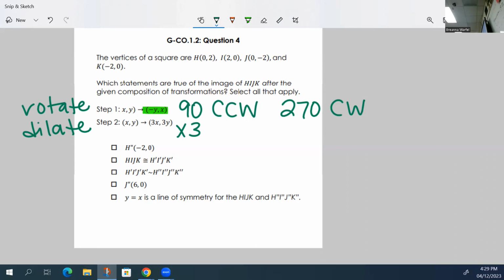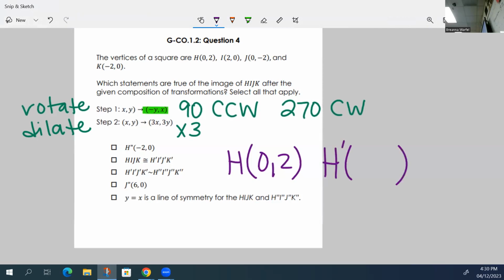Okay, so if we go look at H, so H is 0, 2. If we apply this rule, negative yx, it means that you need to flip your order and you need to make the first number opposite. So 0, 2 is going to become 2, 0, and you make that first value opposite.